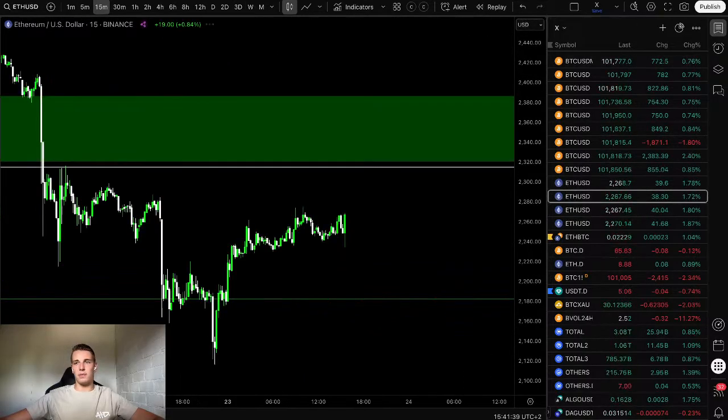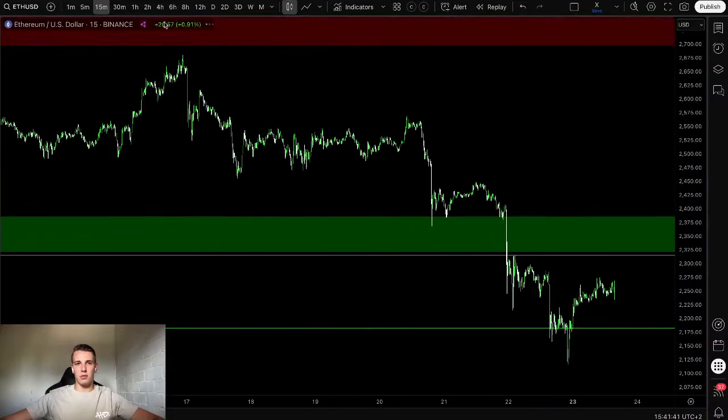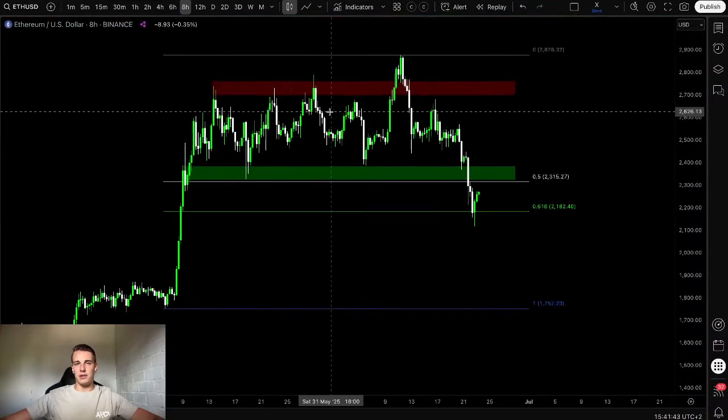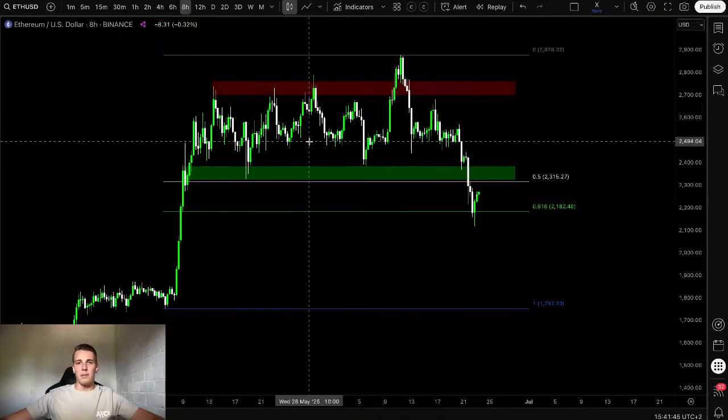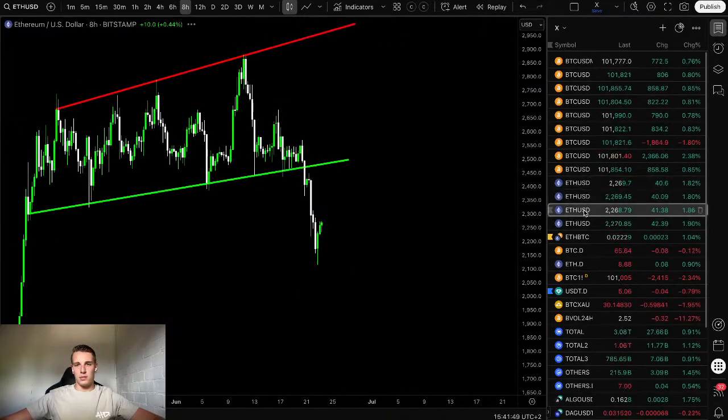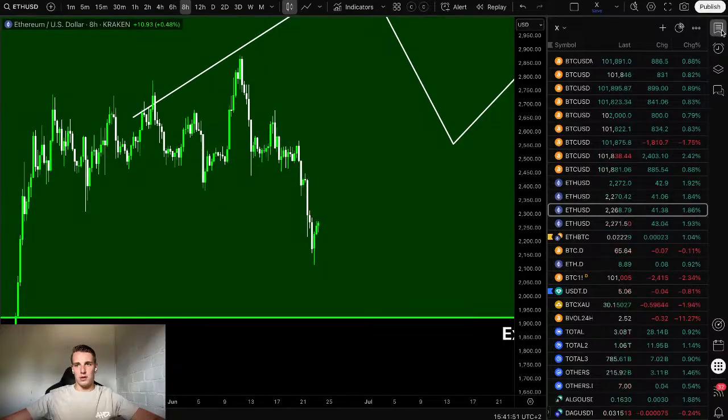Also, I want to talk about this Ethereum chart because I'm really excited about how things are happening right here. Because maybe I have another chart with this one.